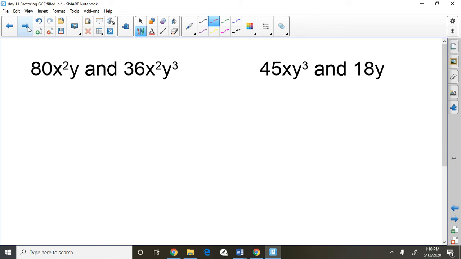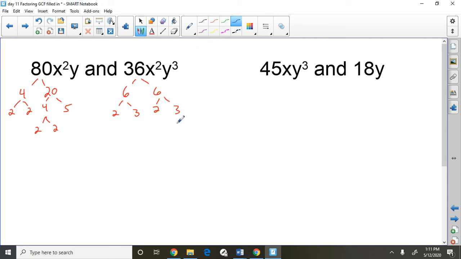Couple more examples. Here I have 80x squared y and 36x squared y cubed. So I'm going to split up the 80. Let's say it's 4 times 20, for example. And again, you have options here. This is 4 times 5, and that's 2 times 2. I keep going until all the bottoms are prime numbers. 36 is 6 times 6, which is 2 times 3, and 2 times 3.